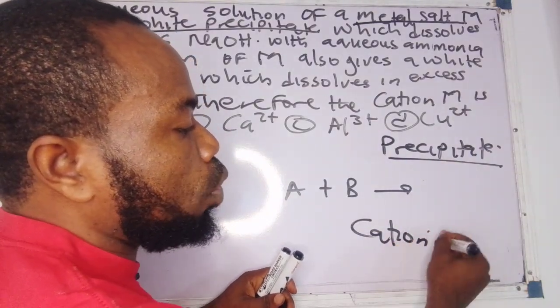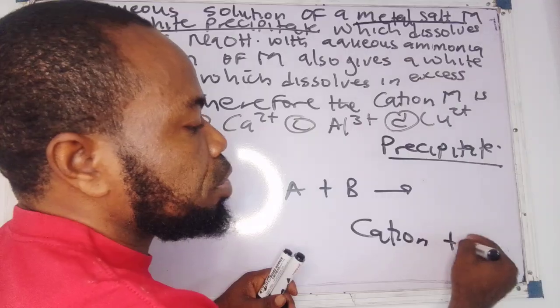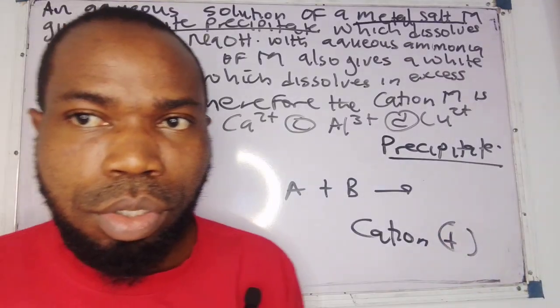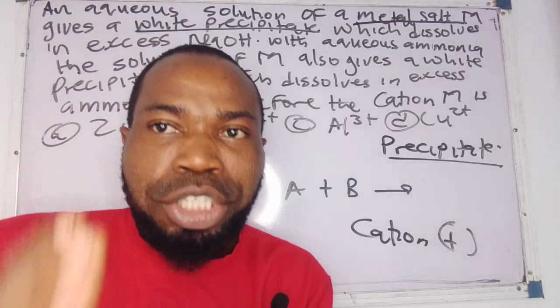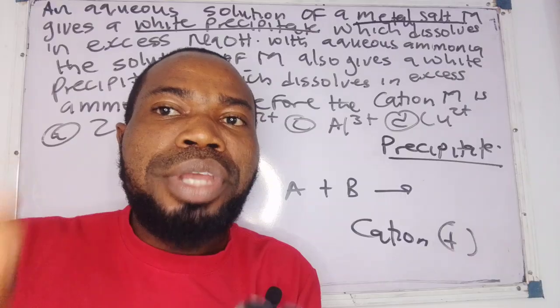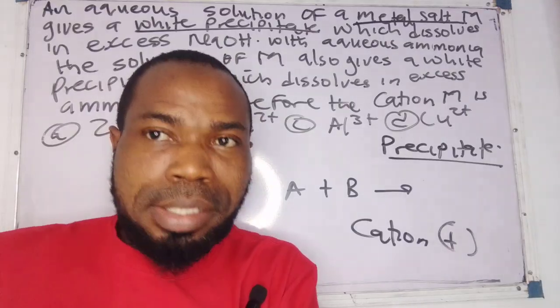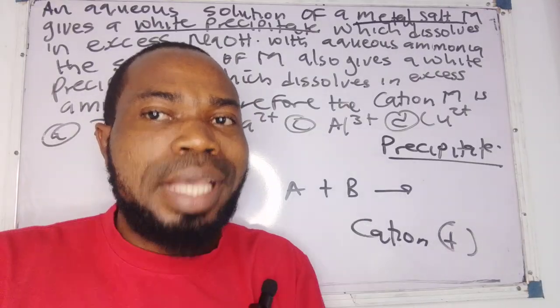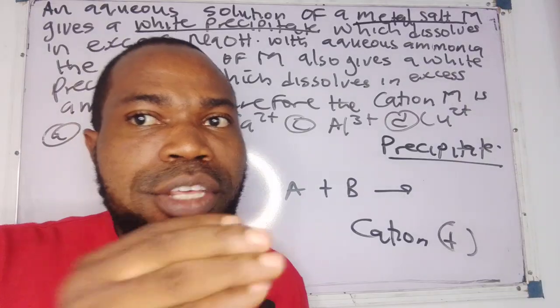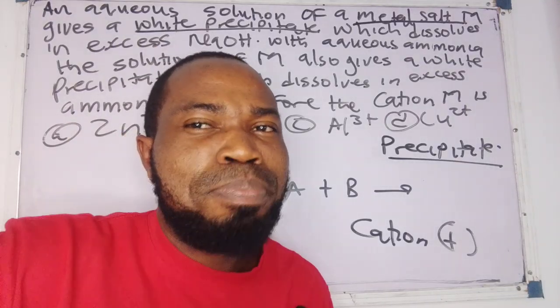Cation ions are what? Cation ions are positively charged ions. So there are some reagents. Now let me break it down. There are some reagents that are used. Apart from the flame test, there are some reagents that are used to test for metallic ions. Now, these reagents are known as precipitating agents.